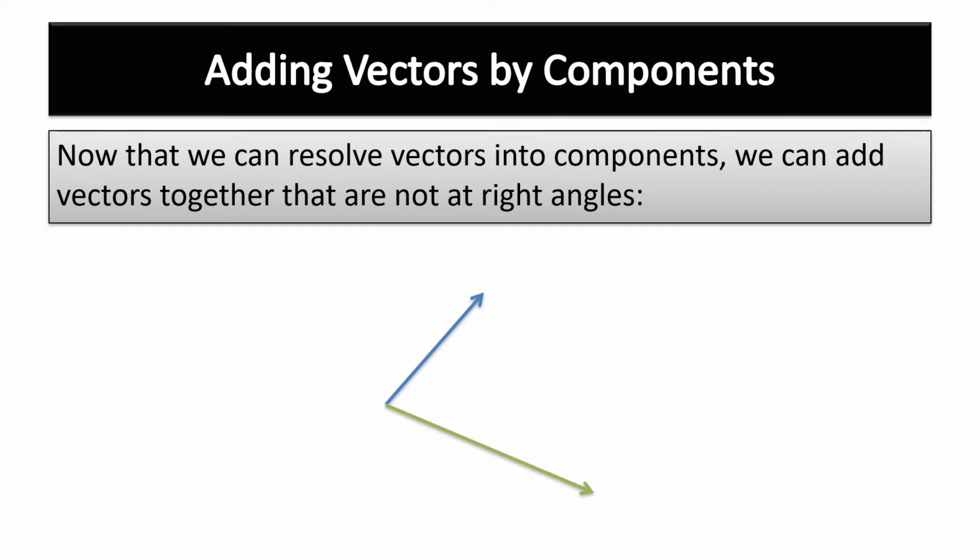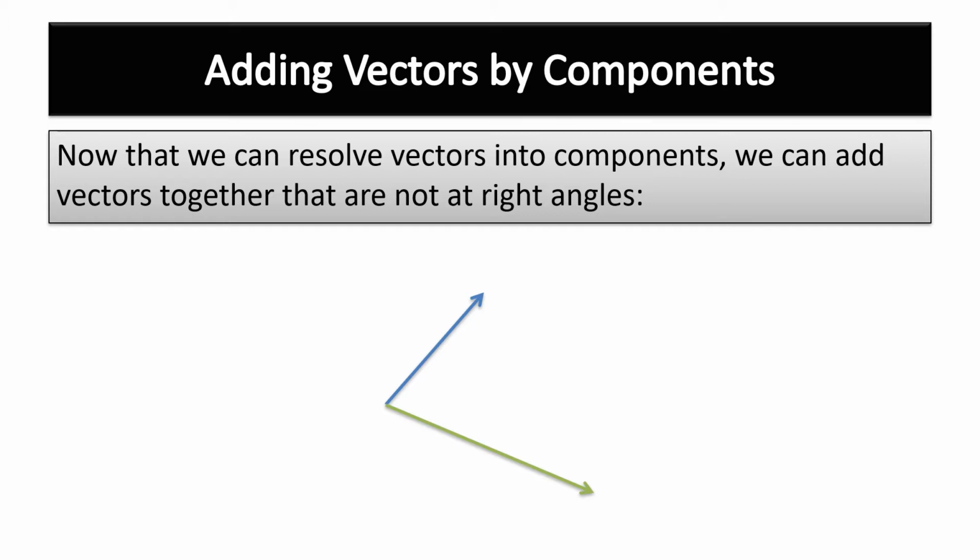So now that we can resolve vectors into their components, we can add vectors together that are not at right angles. These two vectors aren't at right angles, so we cannot just use Pythagorean theorem, sine, cosine, and tangent. We could try to graphically add them with our ruler and protractor, do head to tail, and then our resultant should look like this. So we can definitely make a scale drawing and measure them all out, like how many degrees is the blue vector from north and all that.